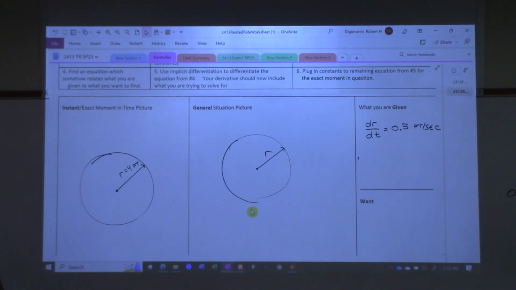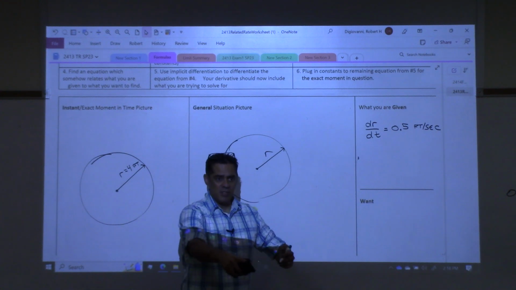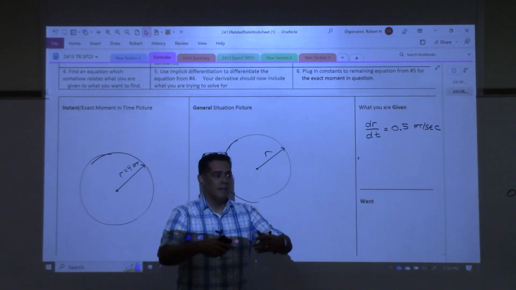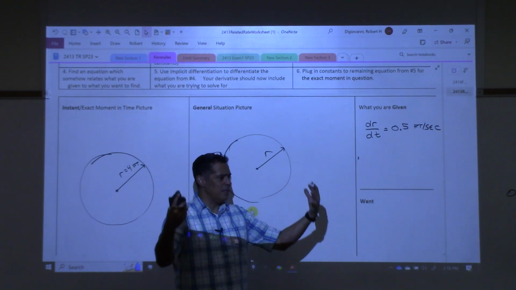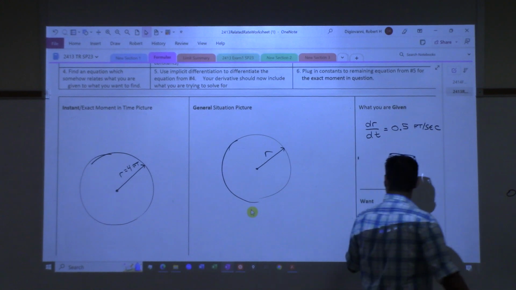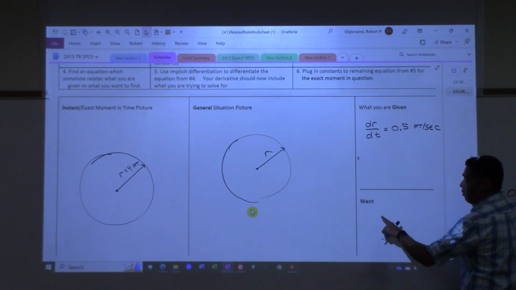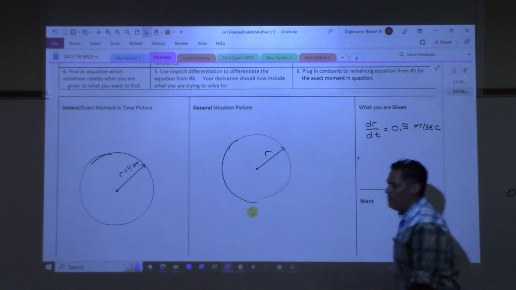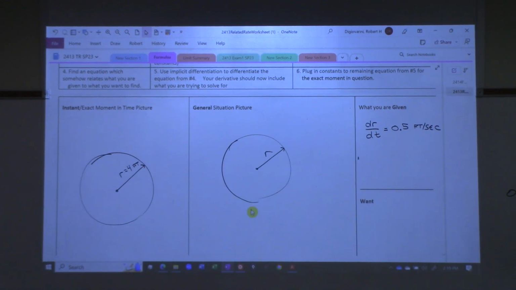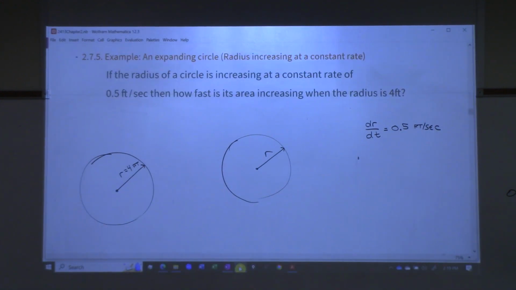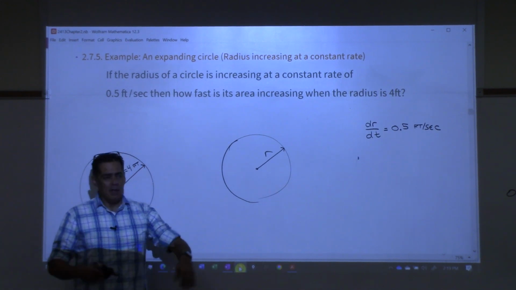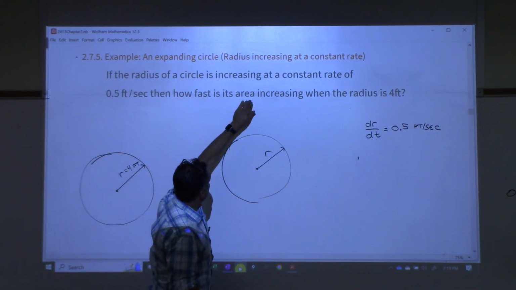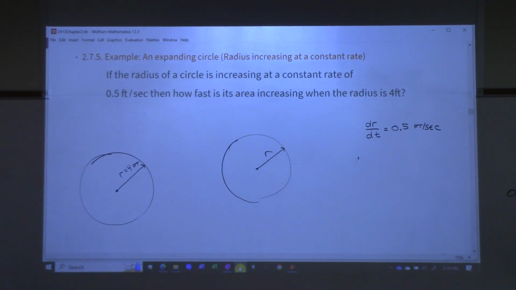What are you trying to find? The question says, find the rate at which the area is growing, or something like that. So what do we want? Do we want to know the area? Let me bring the problem back up. What did it ask for? How fast, right? We're talking about speed. I want to know how fast what's growing? The area. So I want to know the speed of the area.